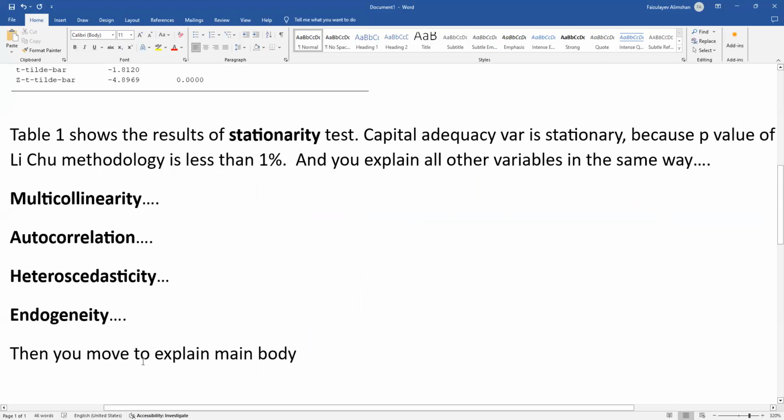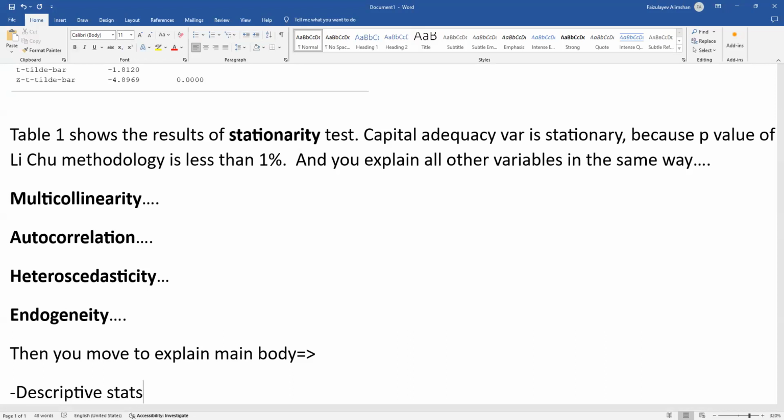Then when you move to explain the main body, here you will explain the following. Descriptive stats. You're going to explain the descriptive statistics: how many observations you have, what is the average of your profitability, what is your minimum, what is your maximum. I mean, what variable took your attention? Maybe you found some variable that really took your attention.